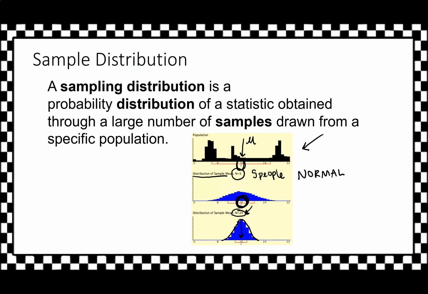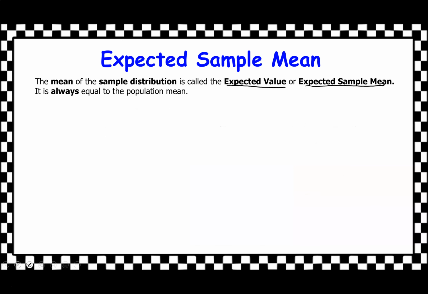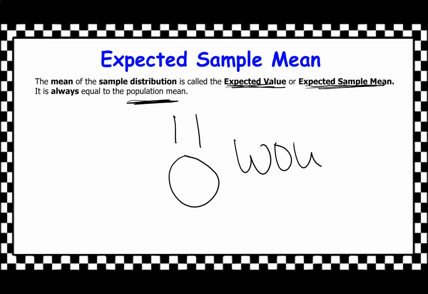Okay, this is my sample distribution right here. So this is my value that I'm talking about. What do we call that again? The expected sample mean, expected value. And like I said, that is always equal to the population mean. Crazy. Wow.